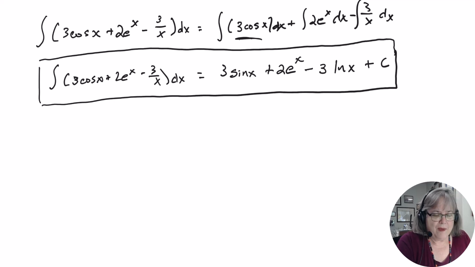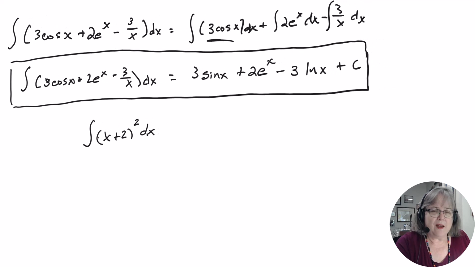All right, but let's talk about, what if we have x plus 2 squared dx? Now, when we first started taking derivatives, we didn't know how to do the chain rule. So what we would do is we would expand this out and go, okay, I can square x plus 2. That'd be x squared plus 4x plus 4.